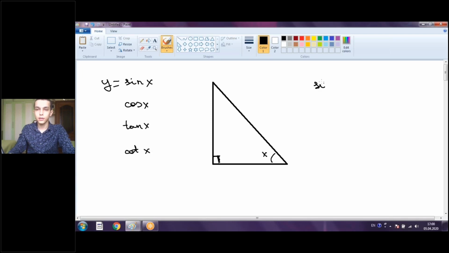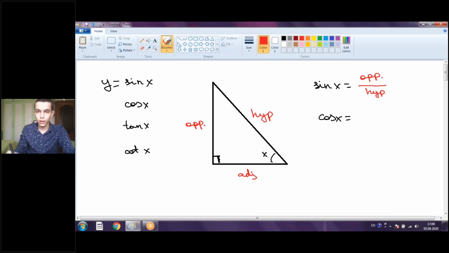So sine x is always the opposite leg, opposite to angle x. It's the opposite leg divided by the hypotenuse, that's your hypotenuse. Cosine x is always the adjacent leg, that's your adjacent leg, divided by the hypotenuse.